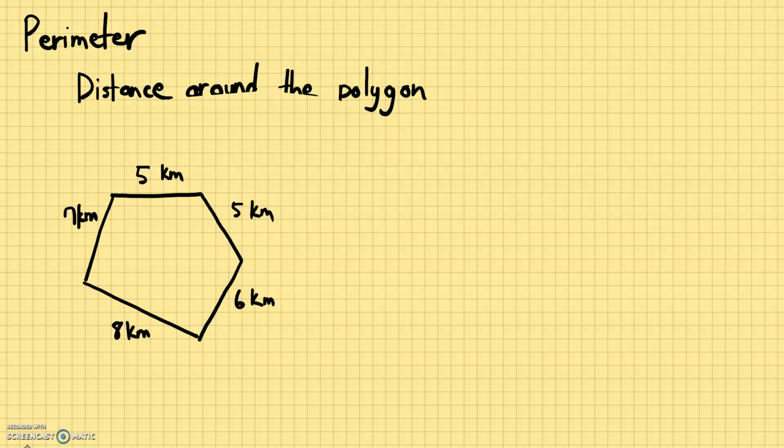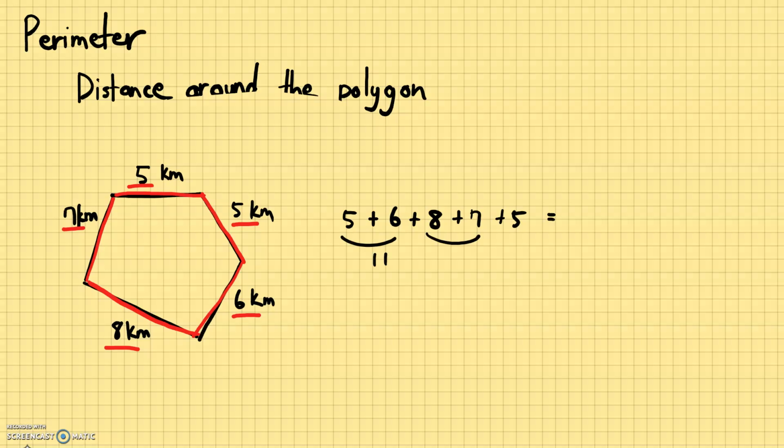And basically, again, it's the same concept. You just add all the sides. You add up all the sides together. So if you go around, that's 5, 6, 8, 7, 5, right? So you just add up all the sides. You get 5 plus 6 plus 8 plus 7 plus 5. Let's see what we get here. That's going to be 11. That's going to be 15. So that's going to be 20. 20 plus 11 is going to be 31 kilometers. Okay, and that's our answer right there.